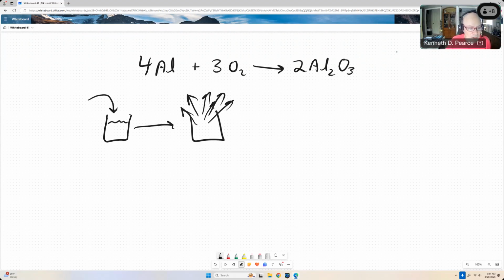Except this time we're going to say, if we take so many grams of something with so many grams of something else, what are we going to get? That's what it comes down to. It's not enough to just say, if I mix these two things together, something happens. I want to know how much I got.